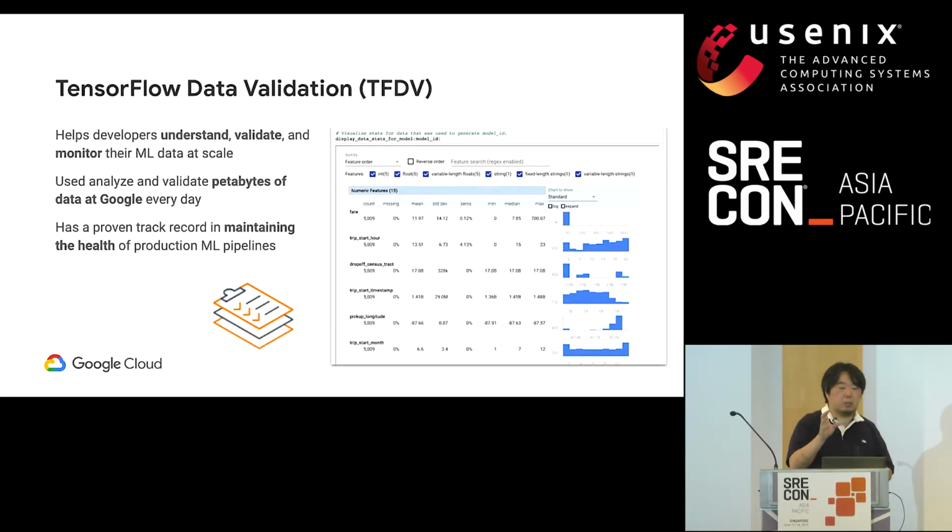One of them is TensorFlow Data Validation, or TFDV. This helps developers understand, validate, and monitor machine learning training data at scale. This tool has been used by internal teams like the Google Play team and the YouTube team with petabytes of data at Google every day. So this is a proven tool, and those teams were able to use TFDV to maintain the health of their production machine learning pipelines.